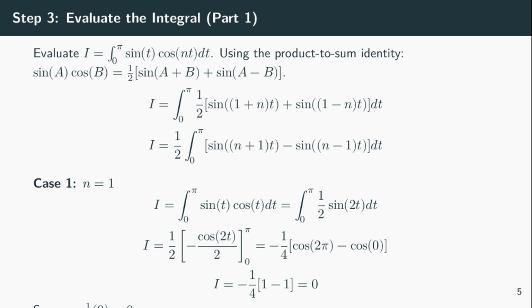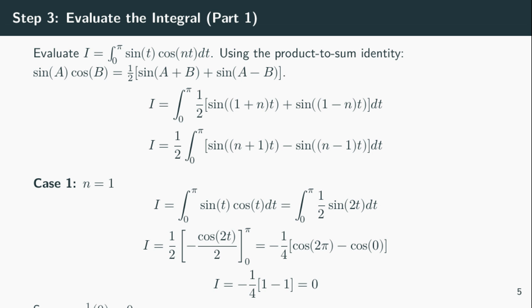The integral of sine of 2t is minus cosine of 2t over 2. So we have 1/2 times minus cosine of 2t over 2 evaluated from 0 to pi. This is minus 1/4 times cosine of 2 pi minus cosine of 0. Cosine of 2 pi is 1 and cosine of 0 is 1. So we have minus 1/4 times 1 minus 1, which is 0.